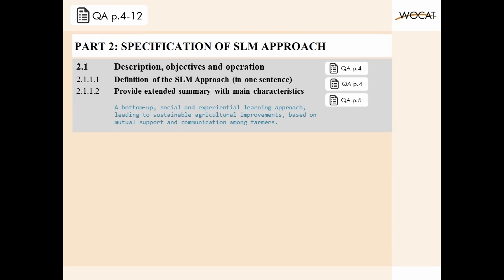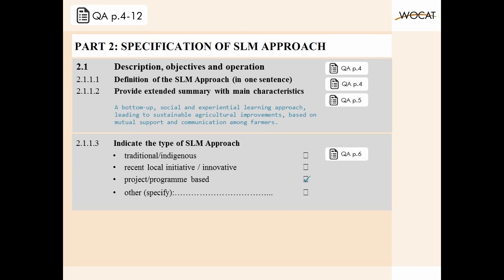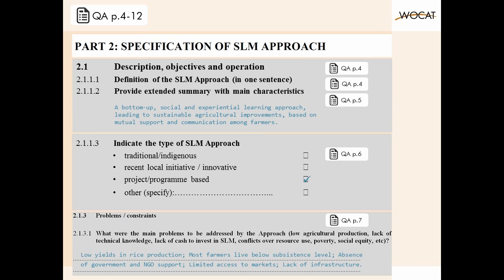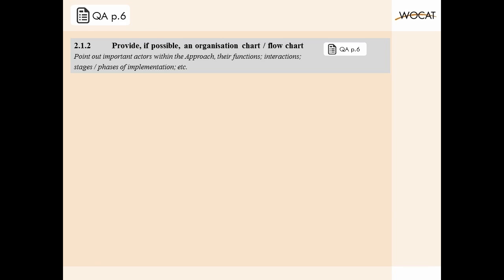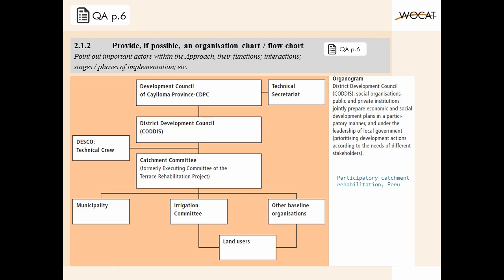Part 2 includes the definition and extended summary of the approach, the type or origin of the approach, and the main problems addressed. You can see here that the questionnaires on technology and approaches are structured in a similar way. Provide, if possible, an organizational chart or a flow chart. Here an example showing an organigram.